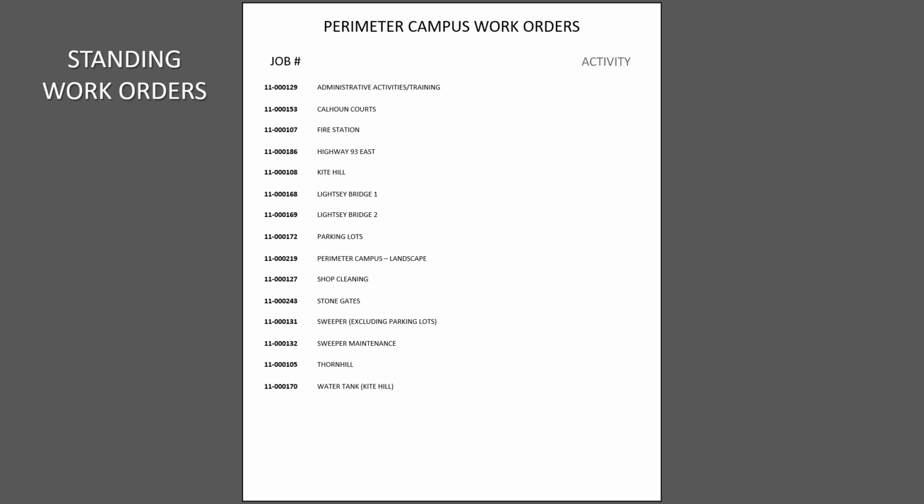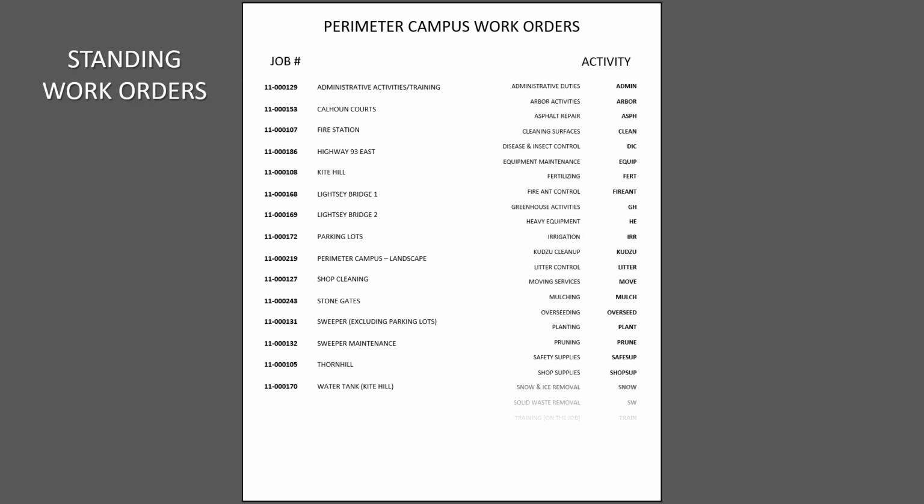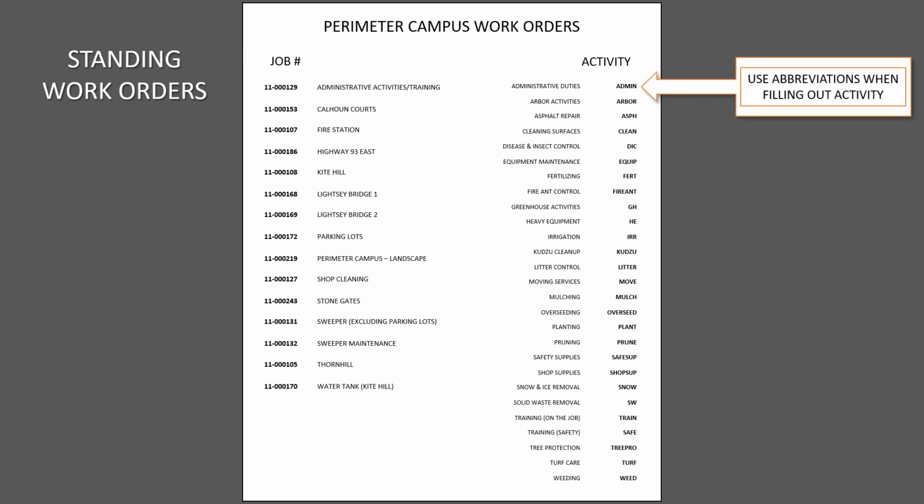On the right side of the sheet, you'll notice a column for activities. When writing the activity on your time card, use the abbreviations listed to the right. Now, while referencing your sample standing work order sheet, let's find the job and activity numbers that match the description.